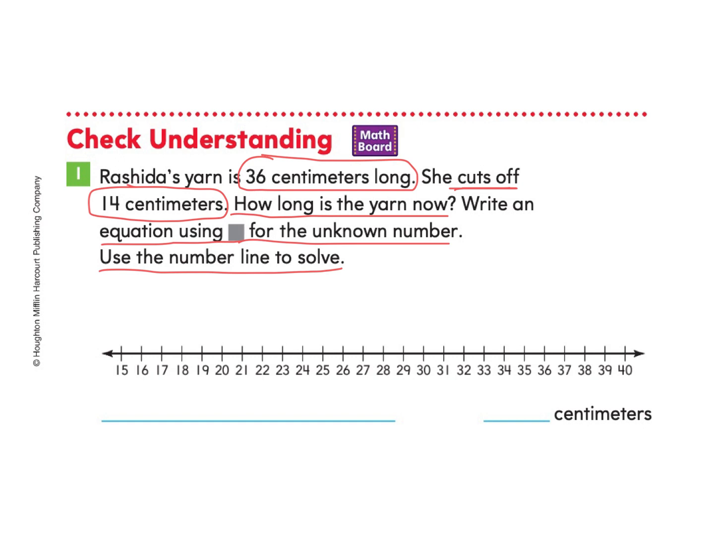We see that at first the yarn is 36 centimeters long. So we can write 36 here, and we notice that she cuts or takes away 14 centimeters. So we're going to go ahead and write take away 14. And that is going to give us our unknown number. Okay, now we're ready to try this on the number line.